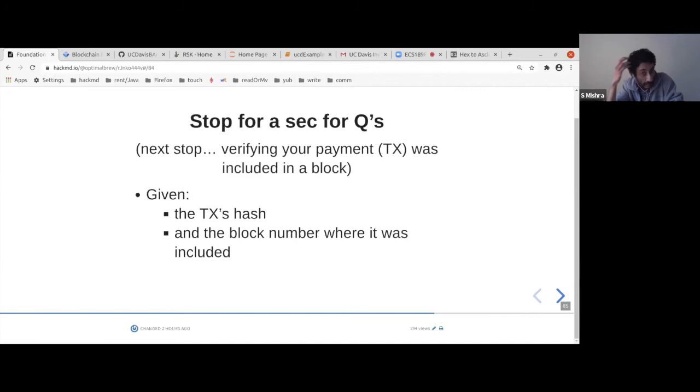So once we send a transaction using an app, the app will give us a transaction hash, which is a hash of some data of some fields within transactions. We will not get into details of how transaction hashes are created. But what we need to know is a transaction hash that we want to verify and the block number in which it was included.